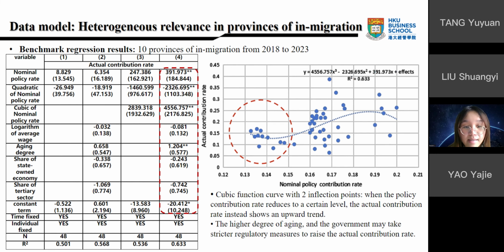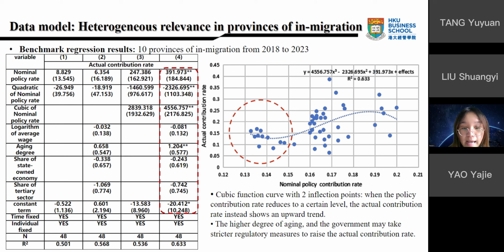So, as we discussed, different behaviors have an impact on the actual contribution rates, but the population structure of a region, such as the aging degree and the population inflow, may also affect the actual contributors and the actual rates. In our regression of 10 provinces with net population inflow, we are surprised to find that there is a special fitting relationship, unlike previous papers, which is also one of our innovations.